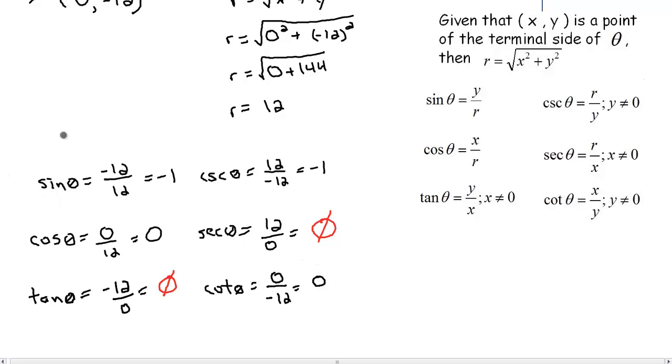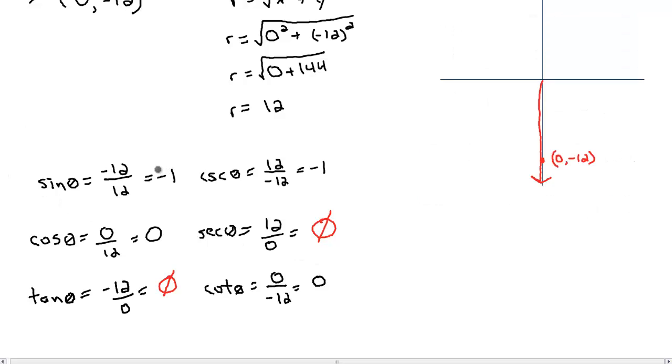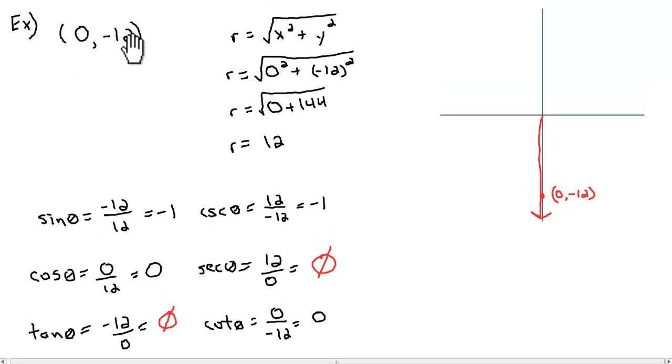Okay, so these are the values of all 6 trig functions given the point of 0, negative 12.